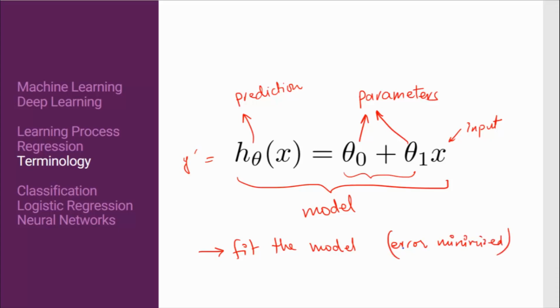Right? So our error is minimized. That's what we're trying to do. So we have fitting, we have prediction, we have our parameters, and we have our model over here. So that is essentially all the terminology that you need to have in order to understand machine learning literature. All the other things will come along as we proceed with our course.